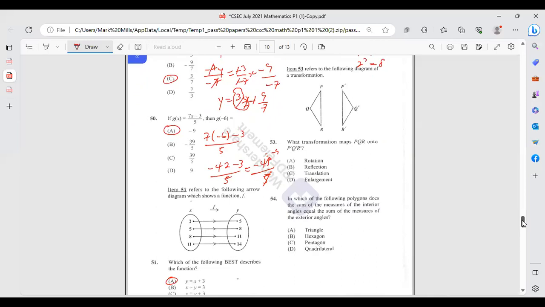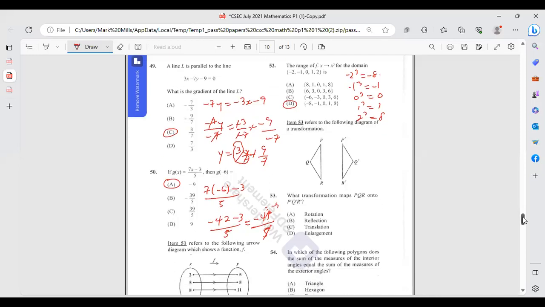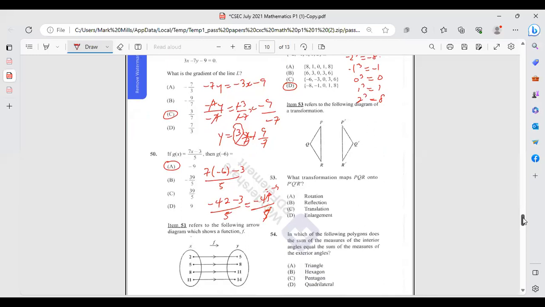What transformation maps PQR onto P prime, Q prime, and R prime? Sir, reflection. Which one? 52? Yeah. Negative 2 to the third power will give me negative 8. Negative 1 to the third power will give me negative 1. 0 to the third power 0. 1 to the third power will give me 1. Then 2 to the third power will give me 8. That makes sense? Yes, sir. All right. So number 53, reflection.